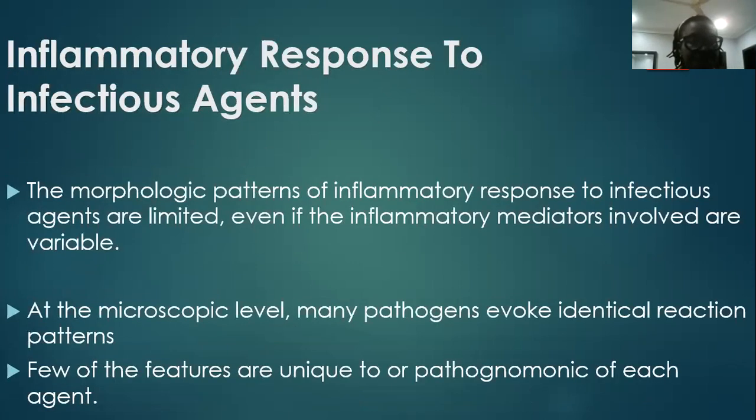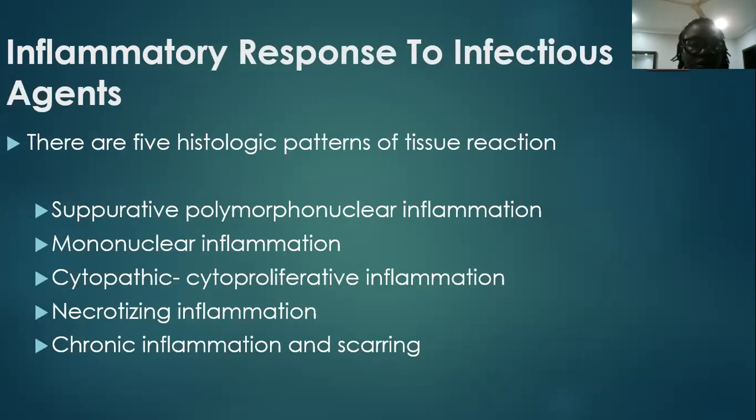Oh, okay. Inflammatory response to infectious agents. The inflammation that is produced as a result of the infectious agent sometimes can be pathognomonic to the particular infectious agent. You can have suppurative inflammation, mononuclear inflammation. The suppurative inflammation is the kind of inflammation that will lead to pus formation. You have a lot of neutrophils, and usually that occurs in bacterial infections.